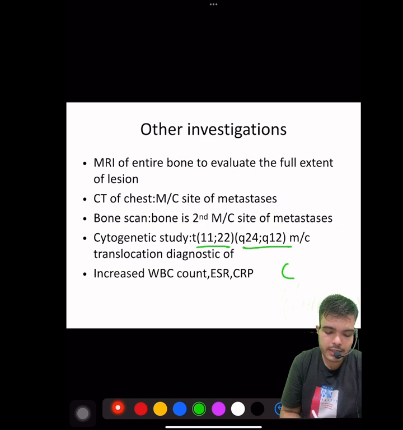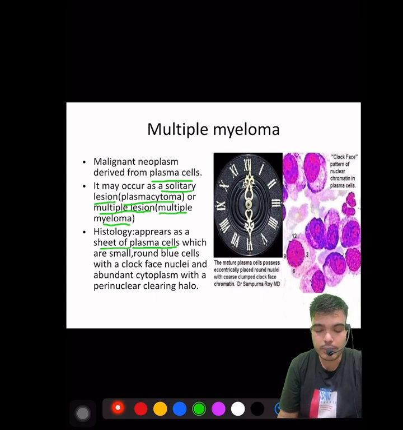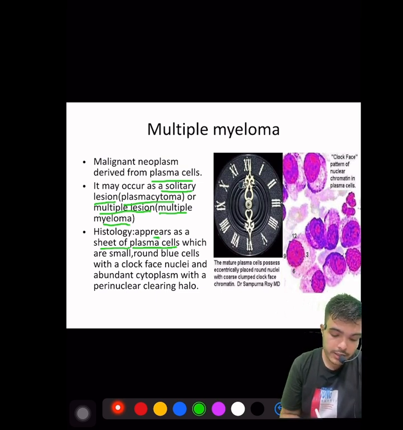Histology, it appears as sheets of plasma cells, which are small, round blue cells with clock face nuclei and abundant cytoplasm with a perinuclear clearing halo. What a beautiful histology. Now this histology is very important, and it's a classical hallmark for pathologists. That is why I'm repeating this again slowly. Histology, it appears as sheets of plasma cells.